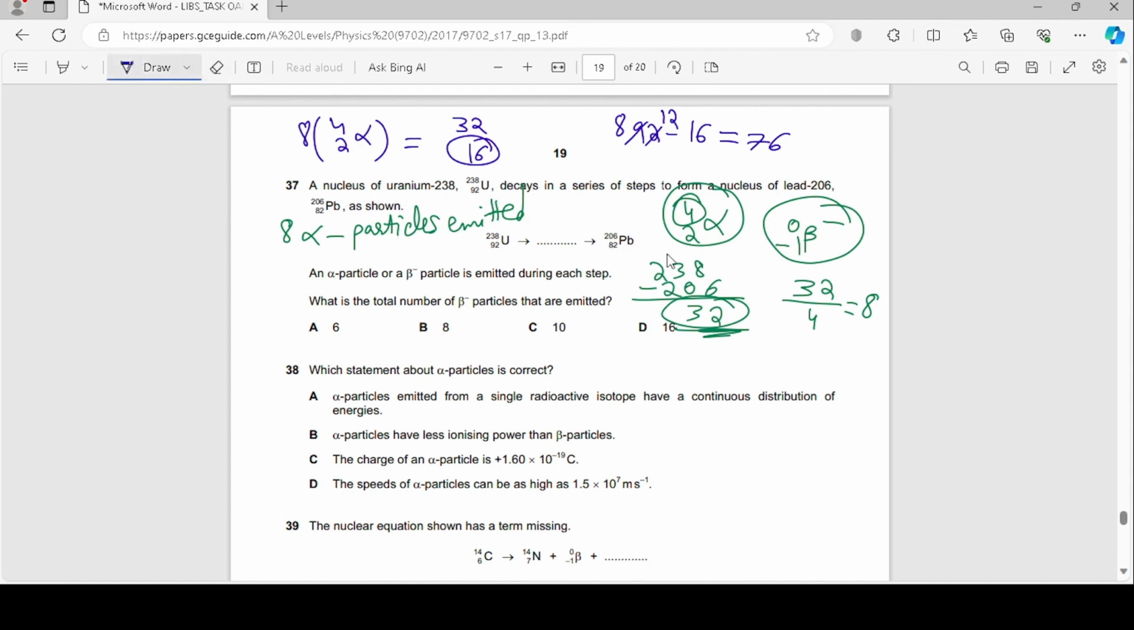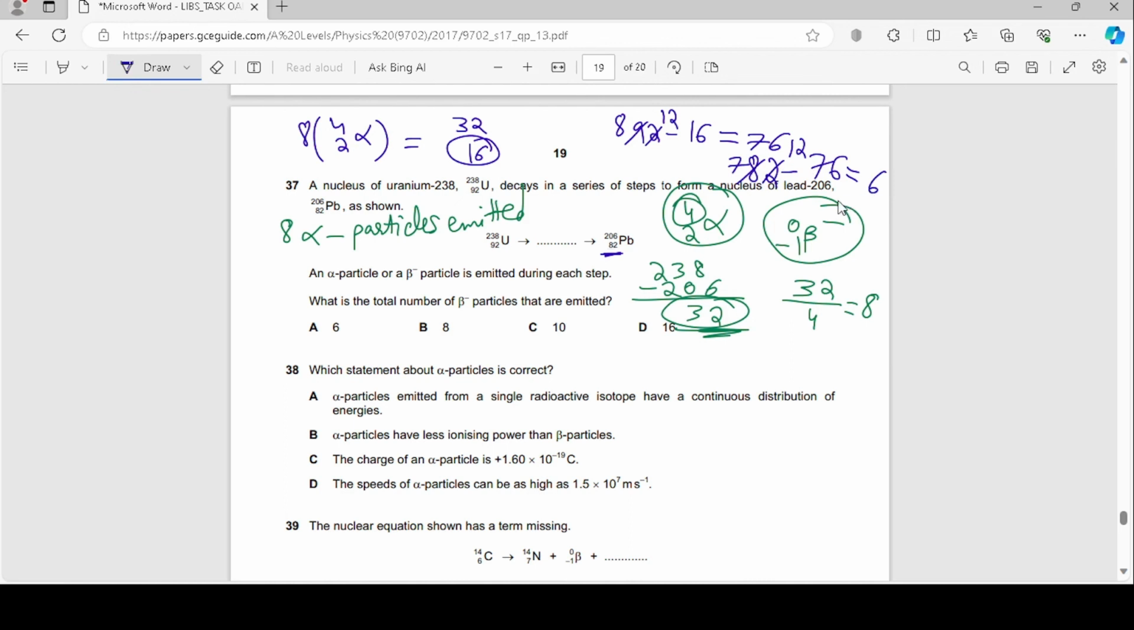So that means obviously, as they mentioned, that there are also beta minus particles being emitted. And how many beta minus particles are being emitted? Because it's 0 -1 beta, if those are emitted, then my proton number would increase. So from 76 it would increase. I will find the difference now, 82 minus 76, to find out how many beta particles are emitted.